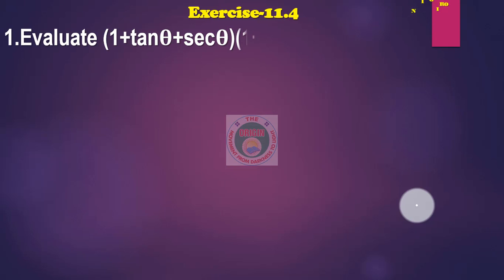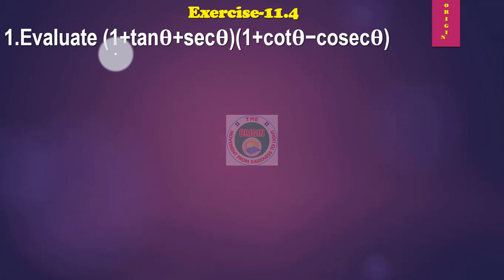First problem is: evaluate (1 + tan theta + secant theta) into (1 + cot theta - cosecant theta). This is the first problem.